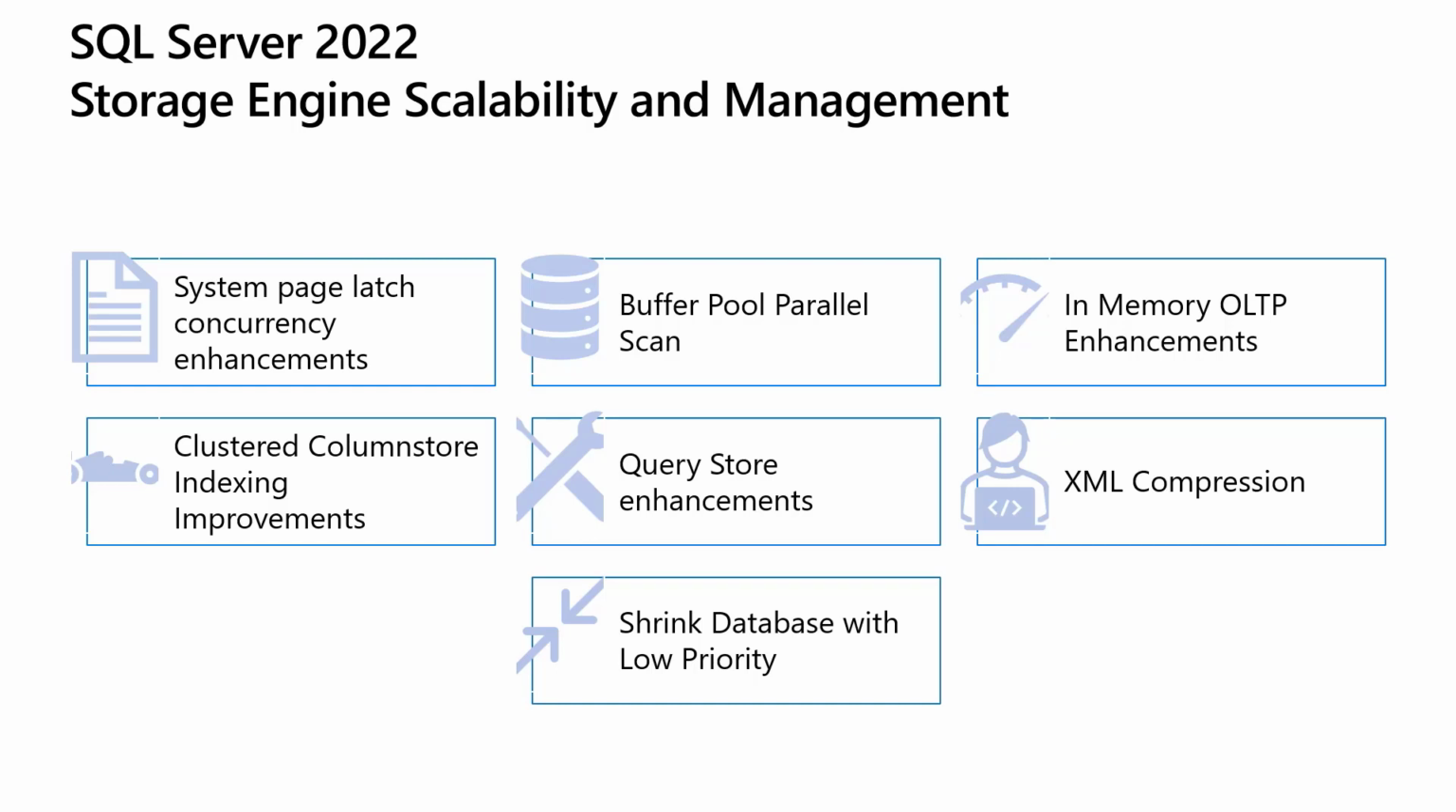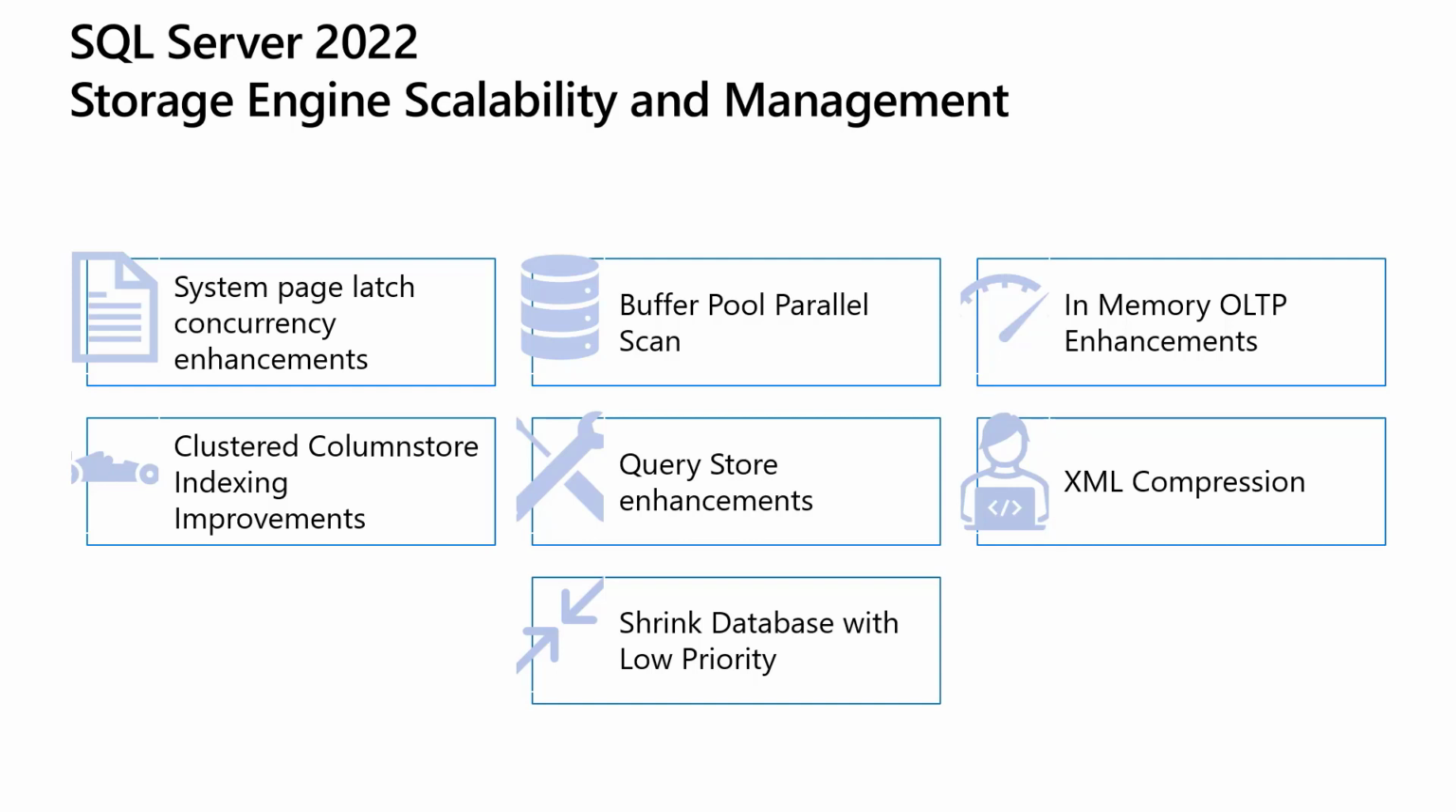So for all of these: system page latch concurrency enhancements, buffer pool parallel scan, in-memory OLTP enhancements, clustered column store indexing improvements, Query Store enhancements, XML compression, shrink database with low priority, and improved optimization with hardware support. There are some other future deliveries where we're going to discuss and further demonstrate these benefits. So we're definitely excited about these scenarios and sessions. But again, we're setting the stage for SQL Server 2022, and we'll tackle these features in order here today.